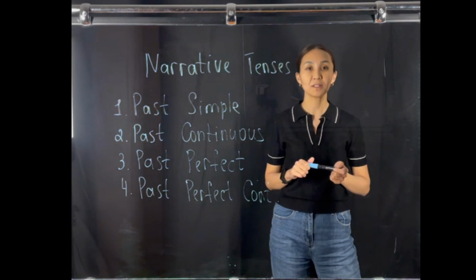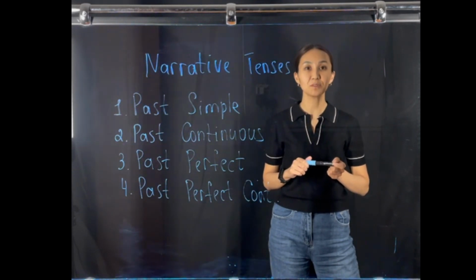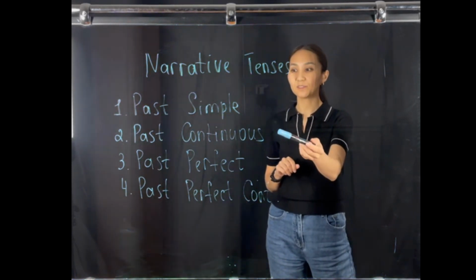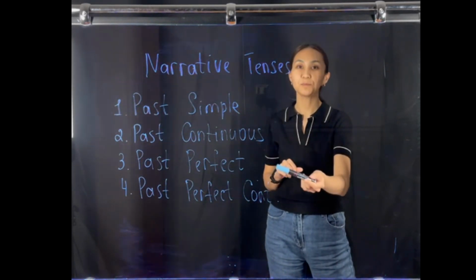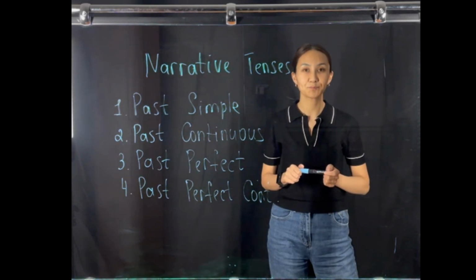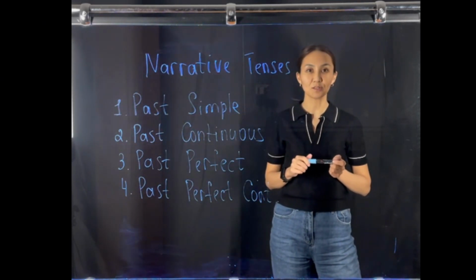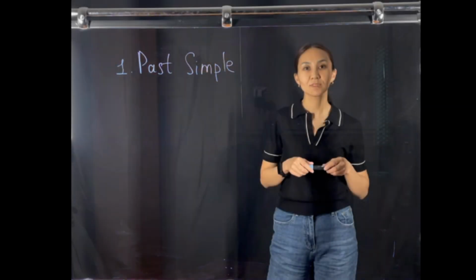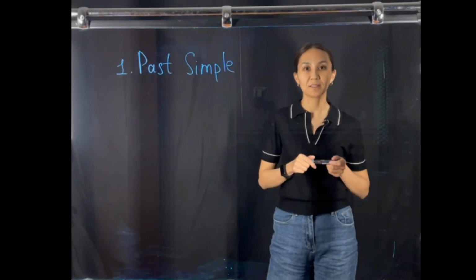In English, there are several tenses that can be used to talk about the past. They are past simple, past continuous, past perfect, and past perfect continuous. So in this video, we're gonna look at when to use each of them. So let's start with the simple past.